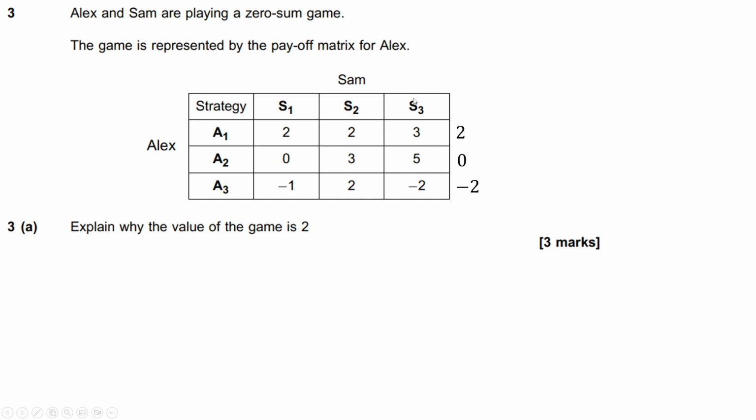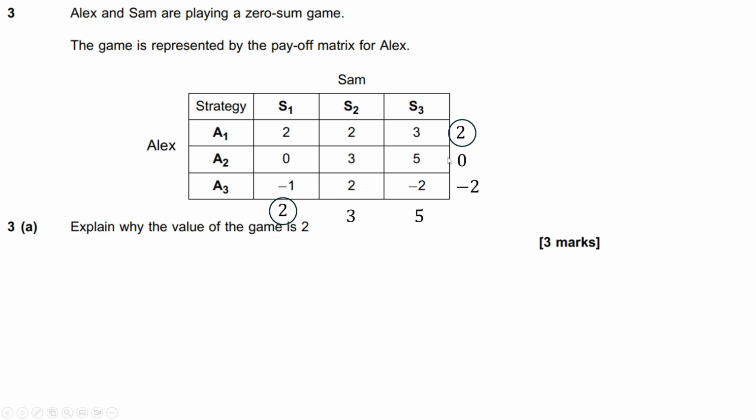Okay, and now for Sam, let's have a look. What's the worst case scenario for Sam? Remember, 5 points for Alex is -5 points for Sam. So we're actually looking for the largest numbers in these columns. So the worst case scenario for Sam, for S3, would be 5. And then for S2, it would be 3. And then for S1, it would be 2. Now, the best of those worst case scenarios would be 2, because he loses the least. And for Alex, that would also be a 2, because he loses the least.